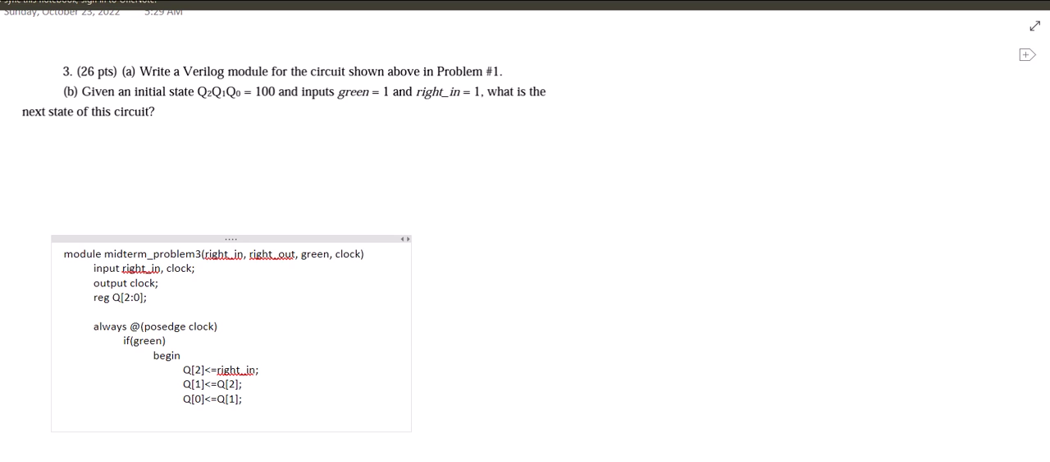We use the non-blocking assignment because otherwise we might get in trouble. In the first line we changed Q2, but then we make Q1 equal to Q2. We don't want Q1 to equal the new value of Q2. We want it to equal the old value of Q2. That's why we use the non-blocking assignment.